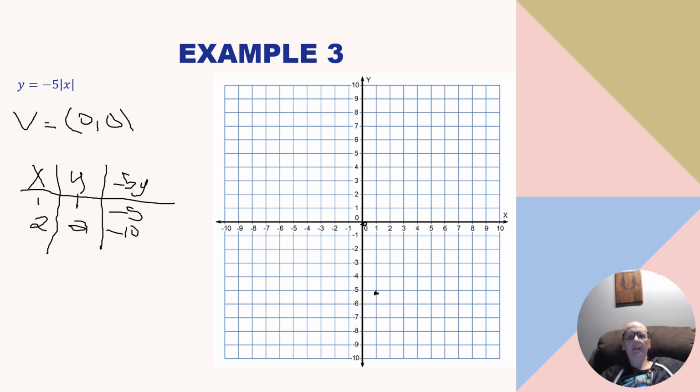And then the same thing on the other side. You'd go the other way, 1 and down 5. So it's going to be the mirror image. And then 2 would be down here at 10 and 10. So it's 2 away from the axis, and then 5 more down from the previous point.